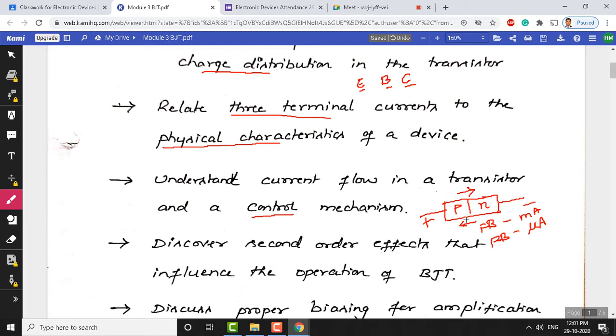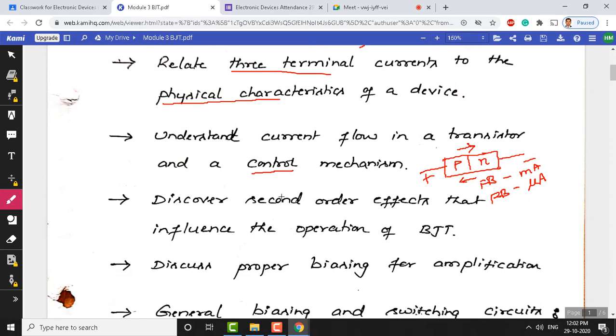So that means we don't have any third terminal here to control the current movement from one input terminal to the other output terminal. That's the drawback of the PN junction. However, the fundamentals that we have understood with respect to the PN junction can be applied to the bipolar junction transistor.